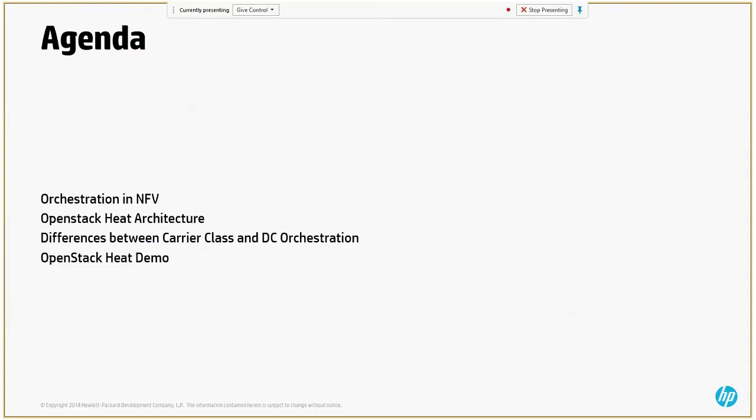Okay, so the agenda for today, like I outlined a minute ago, would be a brief introduction to Heat, but mainly I'll be talking about orchestration inside the NFV framework. I'll talk about the architecture of OpenStack Heat, and then I'm also going to talk about differences between carrier class and data center based orchestration. And then at the end, we'll have about a 5-minute or so small demo of OpenStack Heat. And after that, we can take up any questions.